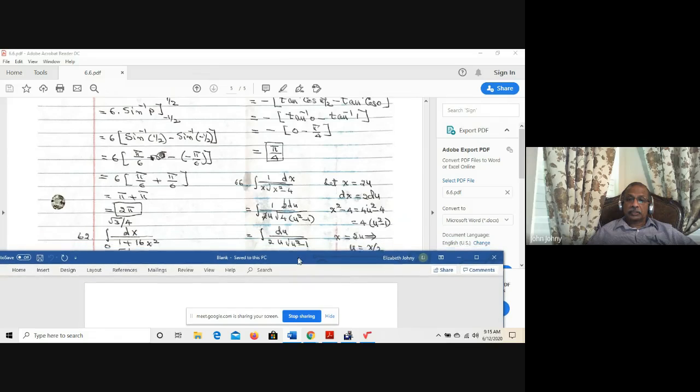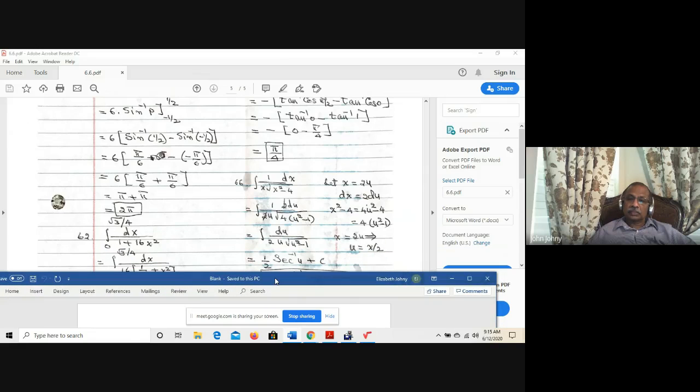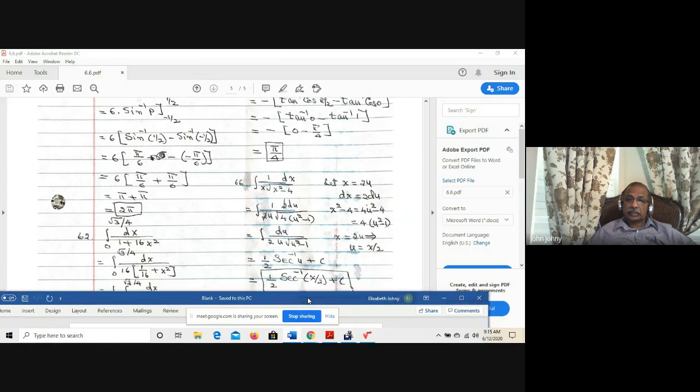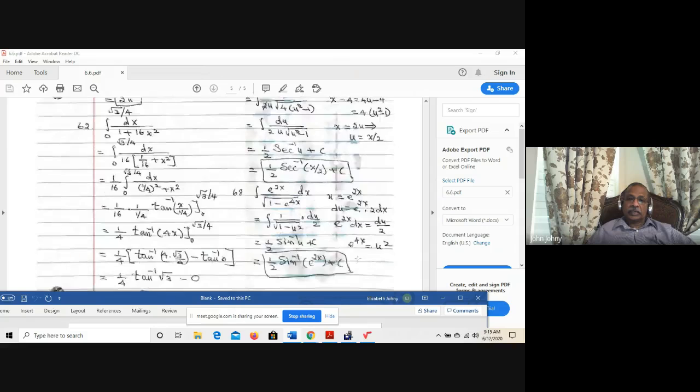So that is 2 cancels. Then you have a square root of 4, which is 2 in the denominator, times du over u times square root of u square minus 1, which is secant inverse u. So it is 1/2 times secant inverse u plus c, and that is u is the same as x over 2 because x is 2u, u is x over 2, and so the answer is 1/2 secant inverse x over 2 plus c.